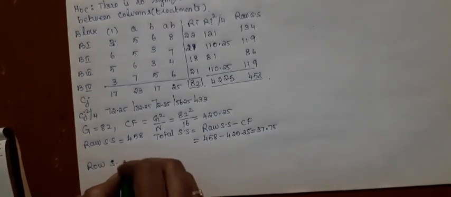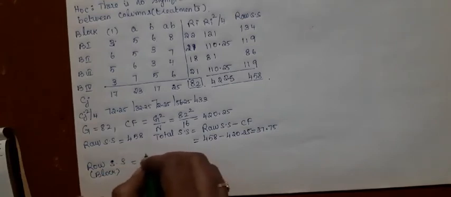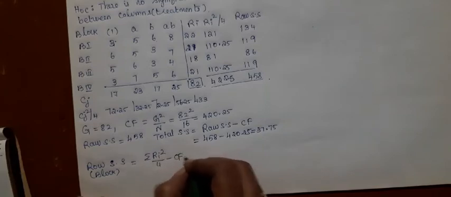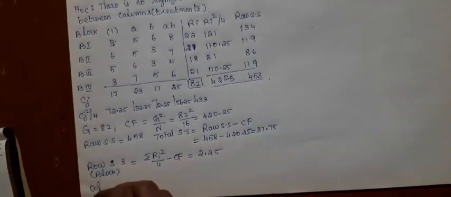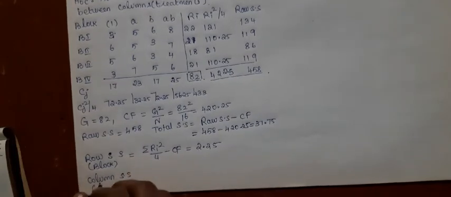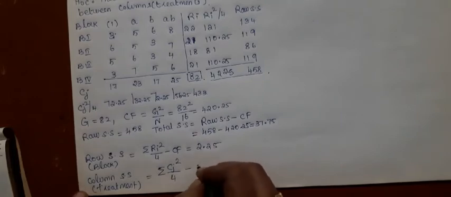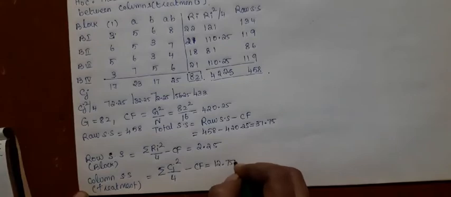Then you compute sum of square due to blocks, which is in the row, which is summation Ri square by 4 minus correction factor, which is 2.25. Then you find column sum of square, which is actually due to treatment, because in columns you have treatments, summation Cj square by 4 minus correction factor, which is 12.75.